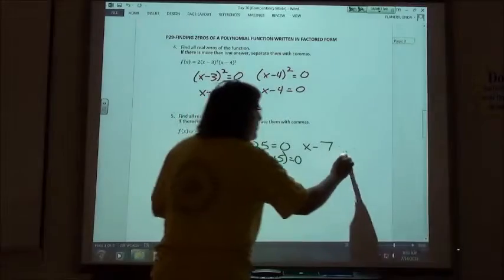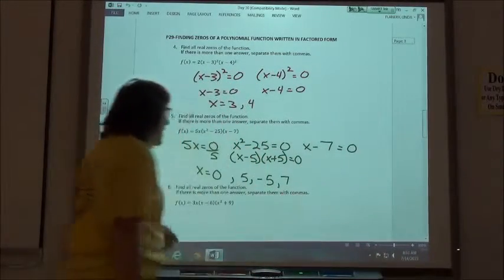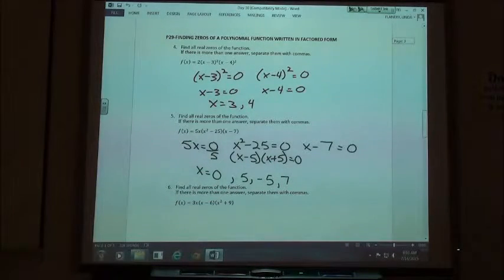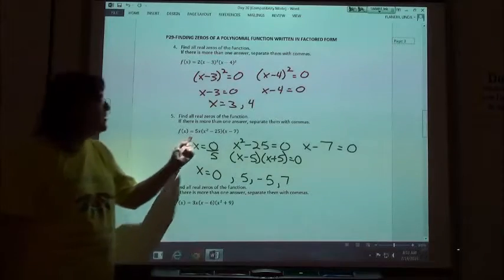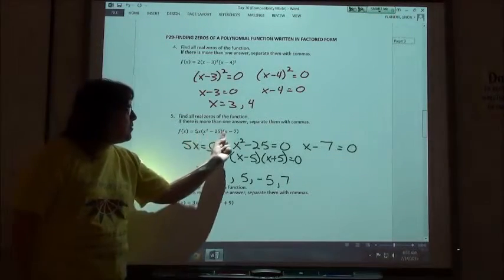And I didn't put the equal 0 on that one, but on this one, I'd have to add my 7. And so I have 4 zeros on this function. Normally, you have the same number of zeros as you have variables. This one counts twice, so I have a 0 here, 2 here, and 1 there.